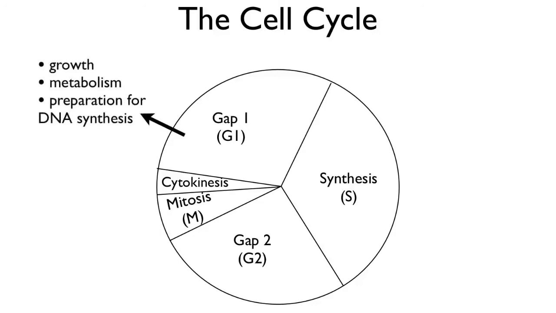So during gap 1, this is when the cell has just finished division. So it's generally very small in size, and it has a lot of growing to do. It has a lot of needs in terms of metabolism and some preparation for DNA synthesis.